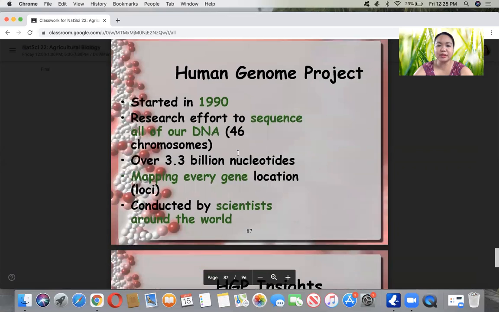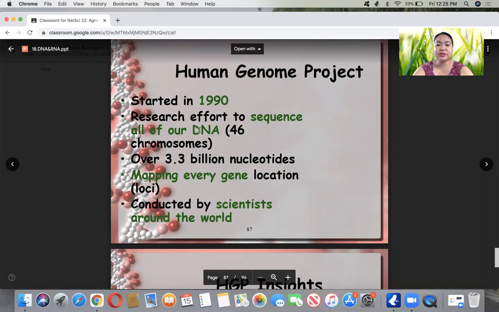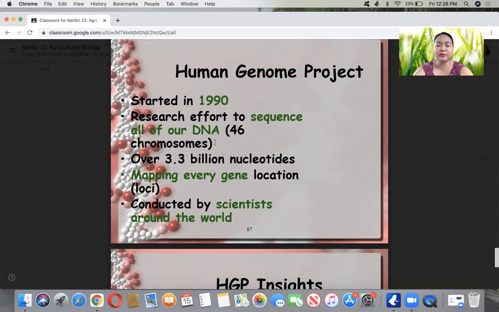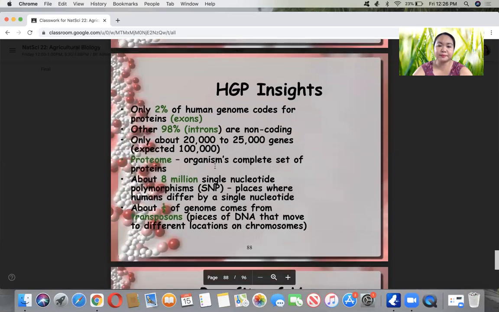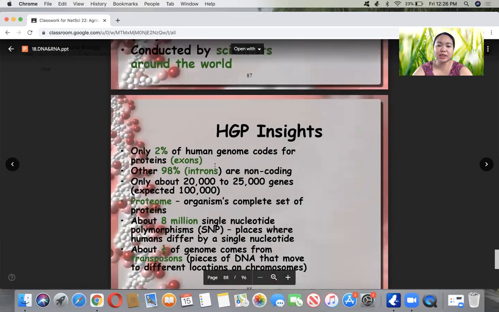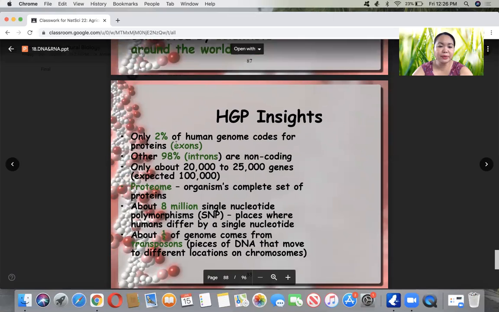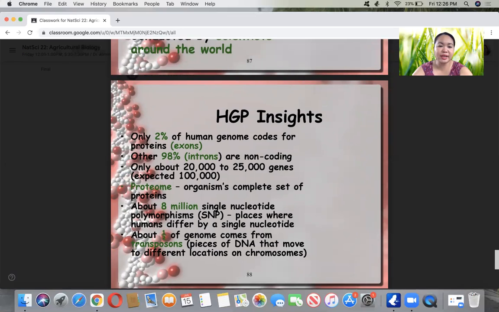The Human Genome Project started in 1990 as a research effort to sequence all of our DNA, 46 chromosomes, over 3.3 billion nucleotides, and to map every gene location, called loci, conducted by scientists around the world. The project's insights: only 2% of the human genome codes for proteins, the exons, and the other 98% are non-coding introns. Only about 20,000 to 25,000 genes are expected, out of an earlier estimate of 100,000 genes.